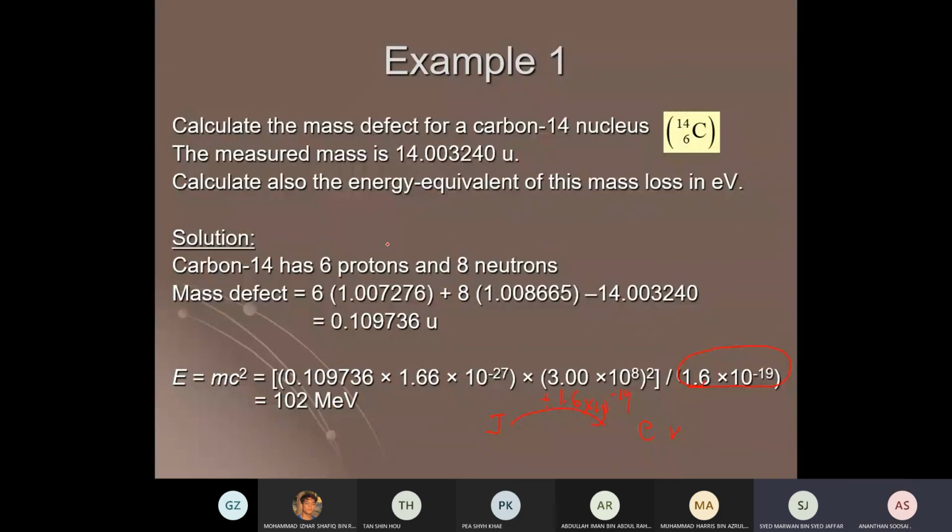Any questions from this slide? Okay, this is called mass defect.